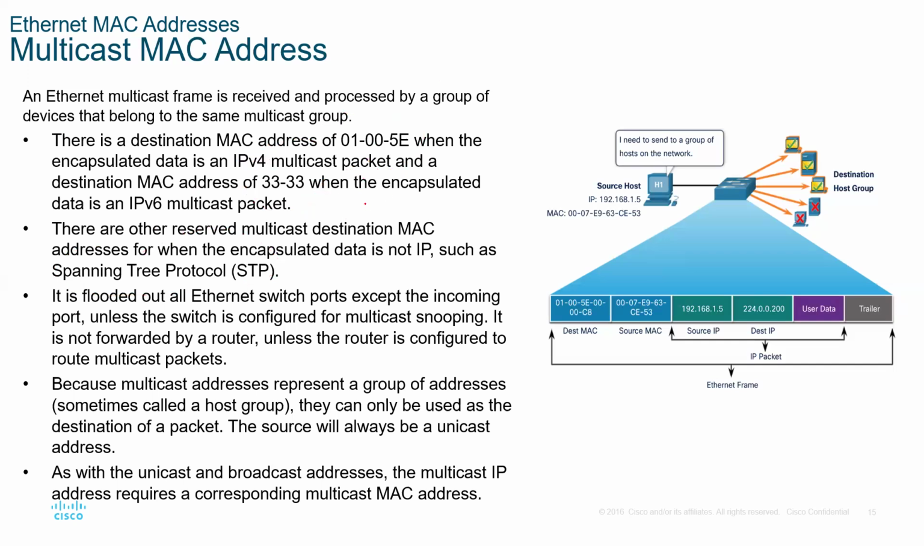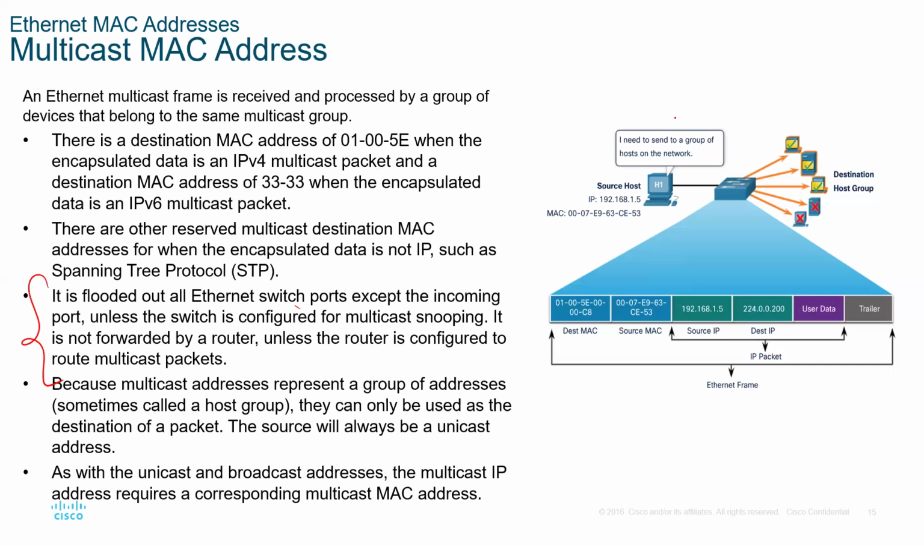It is flooded out all Ethernet switch ports except the incoming port, unless the switch is configured for multicast snooping. It is not forwarded by a router unless the router is configured to route multicast packets. There's a lot of information loaded here.